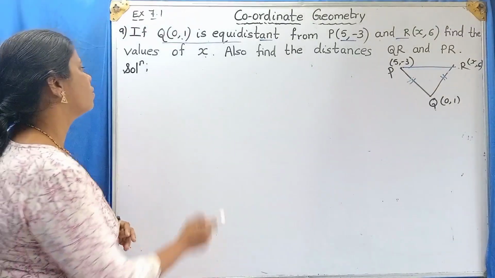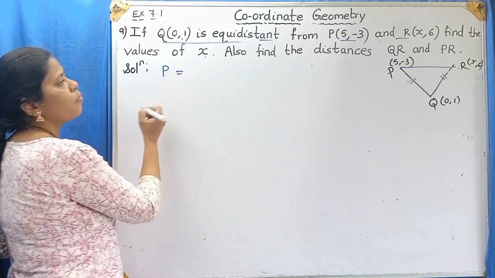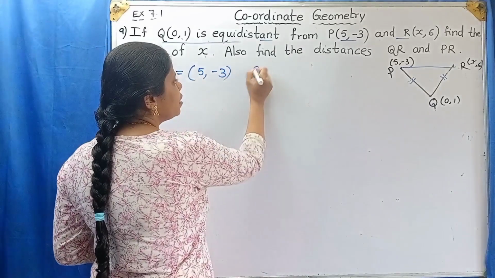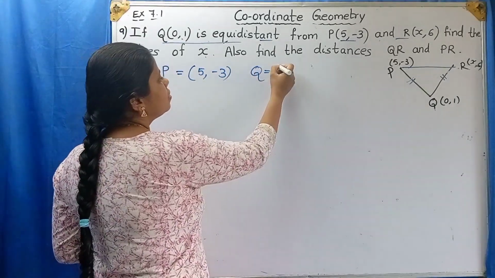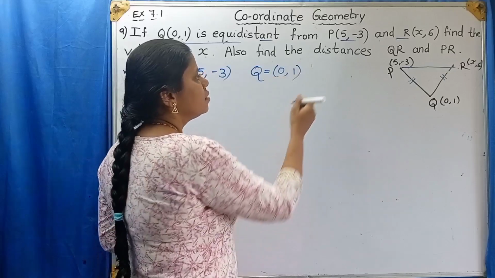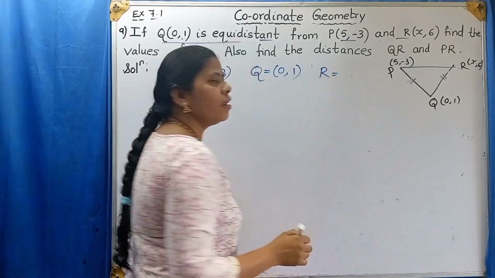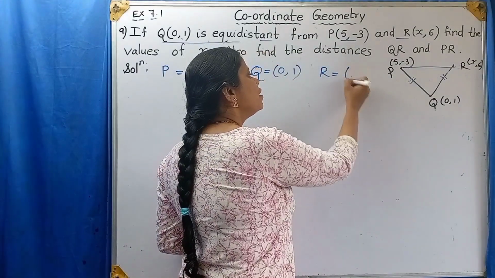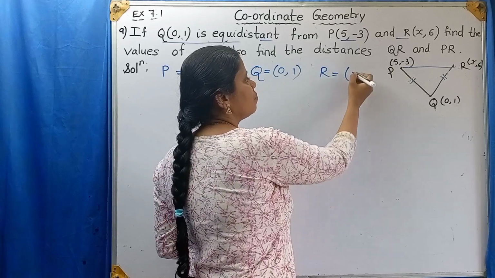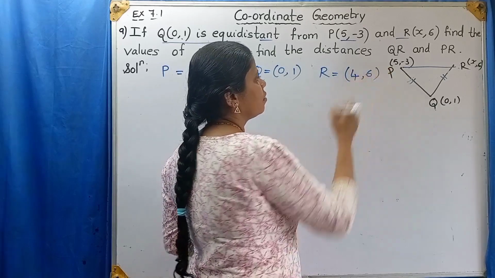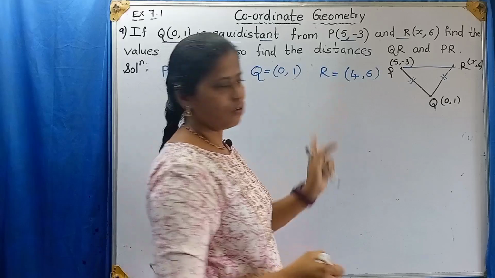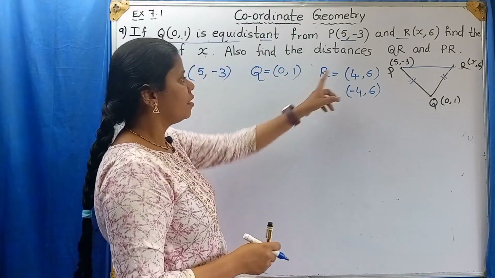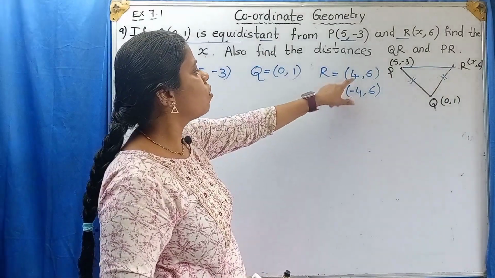Now look at this. We know the coordinate of the point P, that is 5, minus 3. And we know the coordinate of the point Q, that is 0, 1. But for R, there are two possibilities for the values of x. Suppose the value of x is 4, then we will get 4, 6. Suppose x is minus 4, then we will get minus 4, 6. Isn't it? There are two cases for the values of x.